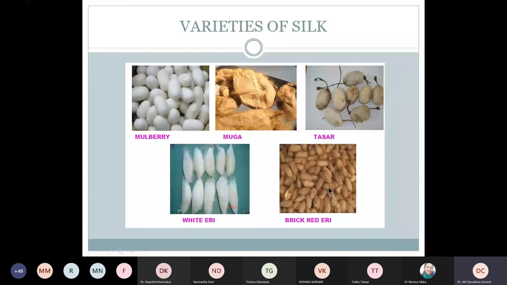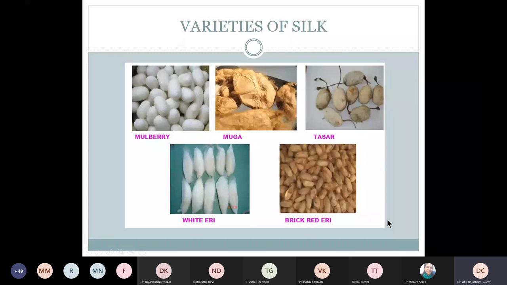India is the only country producing all four qualities of silk: mulberry, muga, tassar, and eri. So this is the specific property of India. Our country is able to produce all four commercially available varieties of silk.